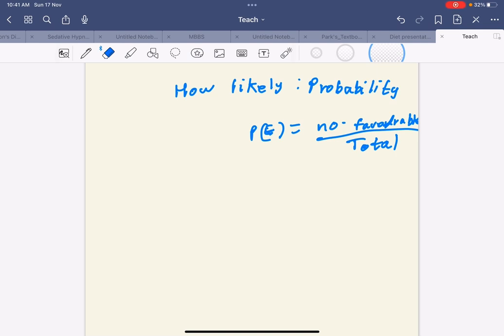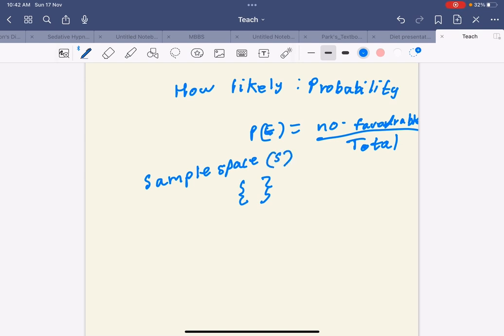Now what do you mean by sample space? Sample space is a set of all possible outcomes of an experiment. It is denoted by the curly brackets that you use in sets. That is sample space. That's all about sample space.